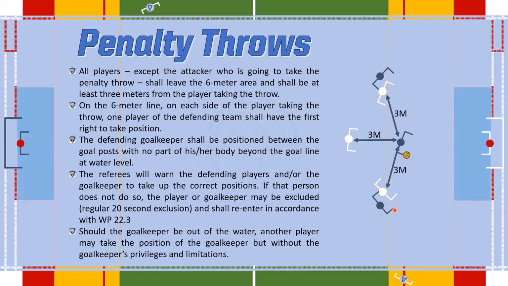And then note, should the goalkeeper be out of the water, another player may take the position of the goalkeeper, but without the goalkeeper's privileges and limitations. So if he or she gets excluded, or they're 6-on-5 and it happens, then a defender can always be in there. They just don't have the rights of the goalkeeper.